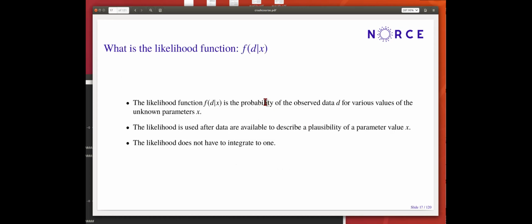We could say something about the likelihood function, because it's a bit of a tricky function. It's not a probability density. The likelihood function is the probability of the observed data for various values of the unknown parameters X. And it's something we use after the data are available to describe the plausibility of the parameter value X. And it doesn't have to integrate to 1. The important thing is that it's not a probability density function, and it's not a function of D, it's a function of X, right? Because D is given in this case.